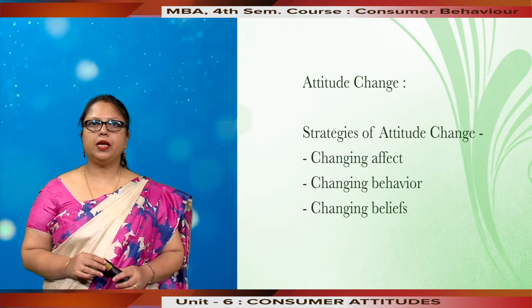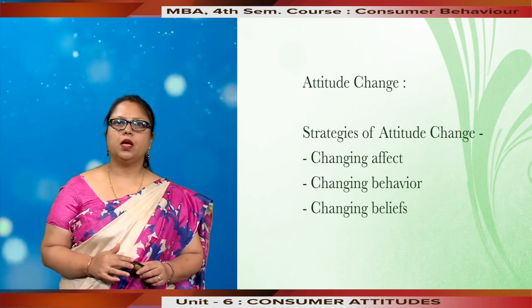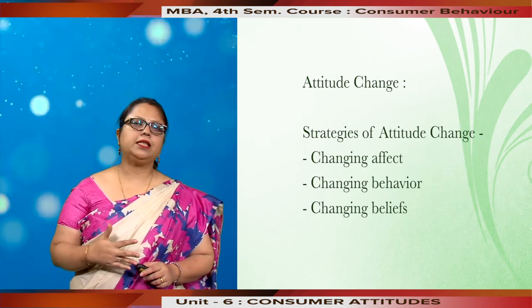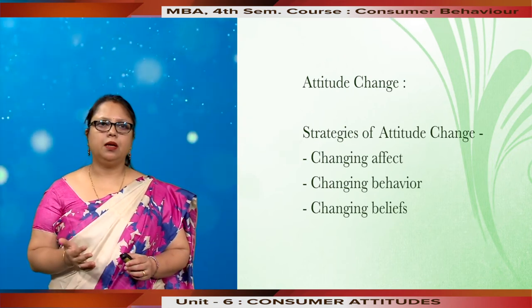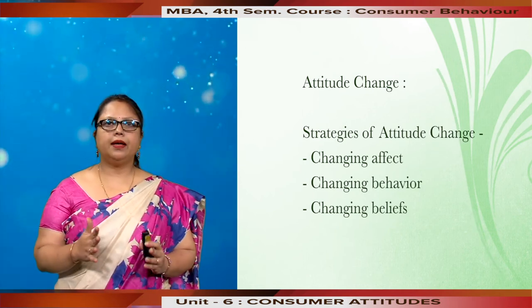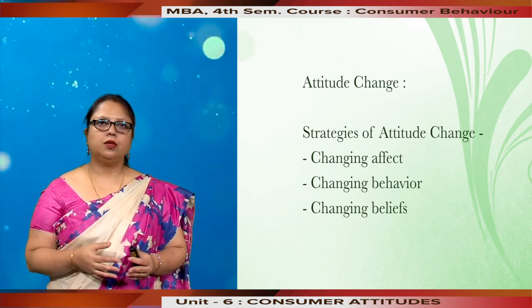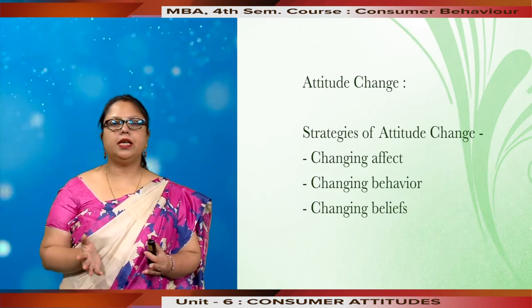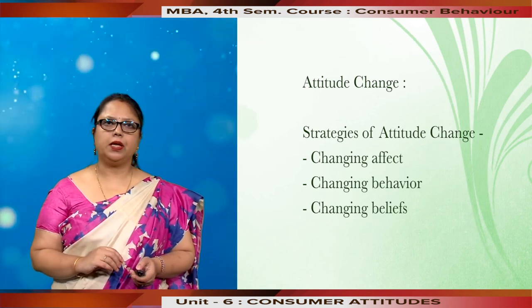One approach is to try to change the affect, which may or may not involve getting consumers to change their belief. One strategy uses the approach of classical conditioning. Try to pair the product with a liked stimulus. Suppose one particular person doesn't like a product. He or she has a negative attitude towards the product. Then the marketer can add some component, suppose a celebrity whom this person likes has endorsed it. So by using this kind of classical conditioning theory, he or she may change their attitude towards a particular product. He or she may start liking the product because of the celebrity endorsement.